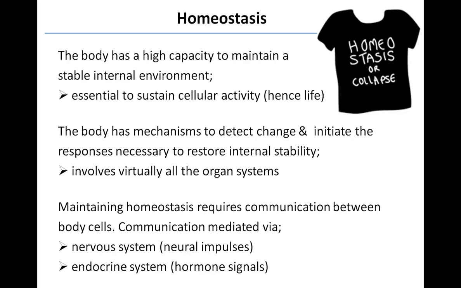To set up a mechanism that maintains homeostasis of something, be it oxygen levels in the blood, body temperature, or our salt concentration or something like that, to set up any mechanism to maintain internal stability, you need communication between body cells. And that communication is mediated by the nervous system and the endocrine system.